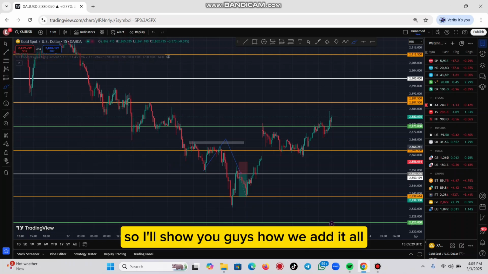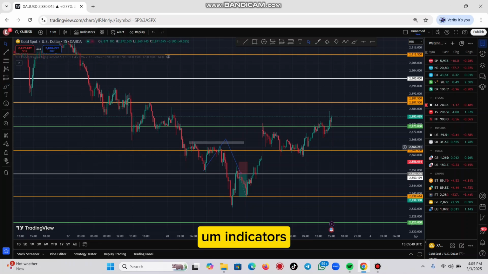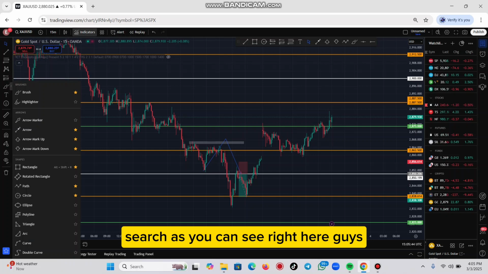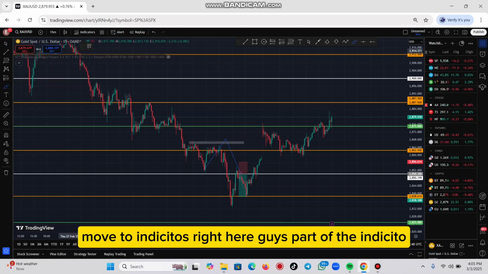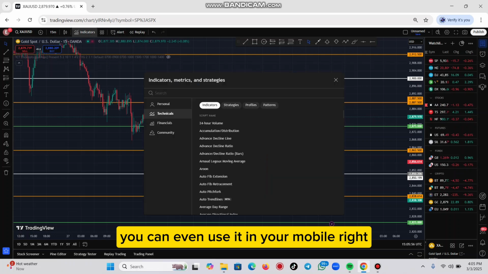So I will show you guys how we add it up. Now what you need to do right here is to move to your indicators, such as you can see right here, guys. Add the indicator, click on the indicator. You can even use it on your mobile phone.